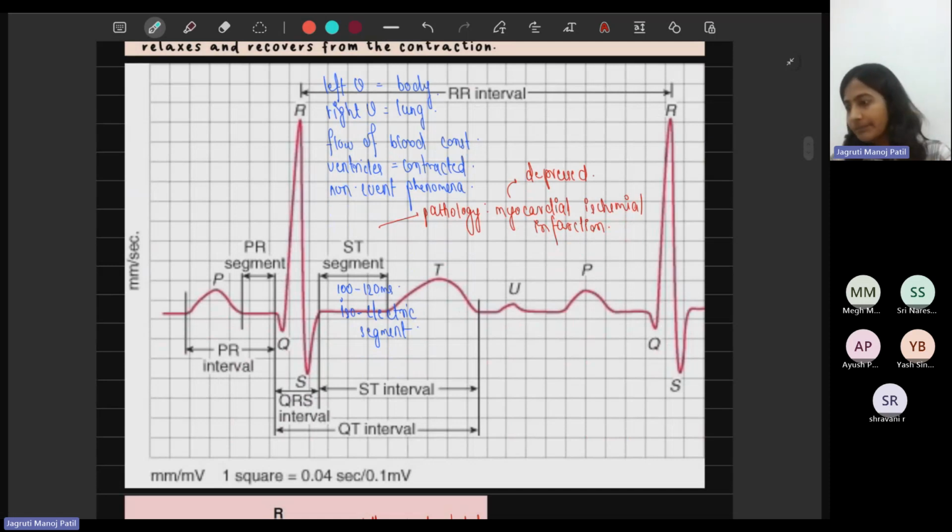So the ST segment is when the flow of blood is constant and the ventricles are contracted, but as soon as we reach the beginning of the T wave, they start to relax. So we do not have any event occurring in this particular phase. It's just a constant phase that was happening and another phase that has not even started yet. So this is a non-event phenomenon. This is an isoelectric segment, where we do not have any information.